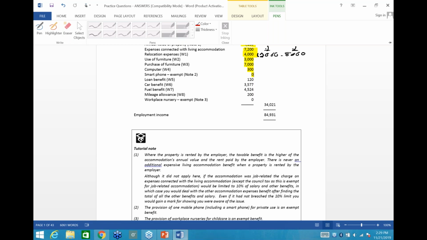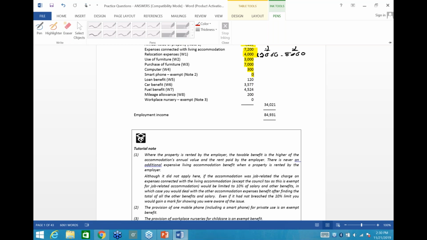So the official rate of interest for the tax year 2018-19 is given in the tax table. Currently, it's 2.5%. So if I have been able to borrow money from my employer below 2.5% interest, that gives me a beneficial loan benefit, on which I must pay taxes.